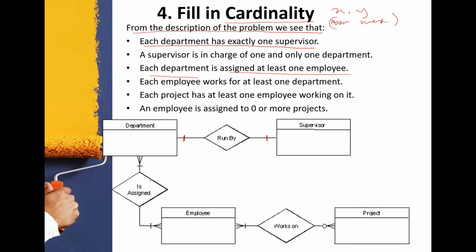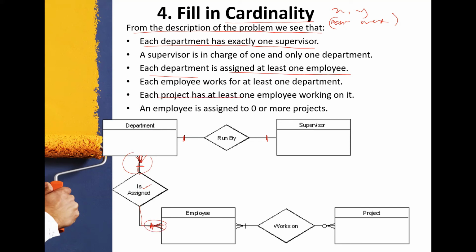Sebab tu kat sini department ni, each department is assigned at least one employee. So dia akan jadi each department, okay, will be assigned to many employee. Okay, at least one. Sebab tu dia ada macam ni. Okay, so is assigned is the relationship. Each employee works for at least one department. So sebab tu dia jadi macam ni. Each employee work at least one. Maksudnya one, many juga. Nampak dia relationship many to many ni kena hati-hati ni.